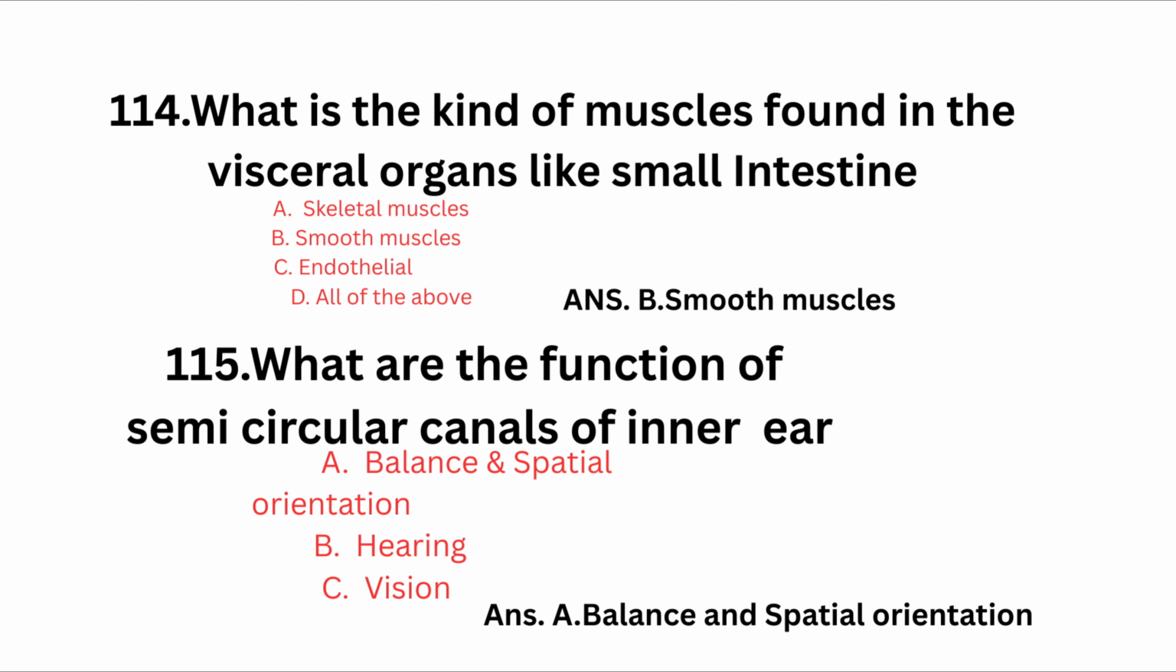114. What is the kind of muscles found in the visceral organs like the small intestine? A. Skeletal muscle. B. Smooth muscle. C. Endothelial muscle. D. All of the above. Answer is smooth muscle. Endothelial muscles are the inner lining of the blood vessels.